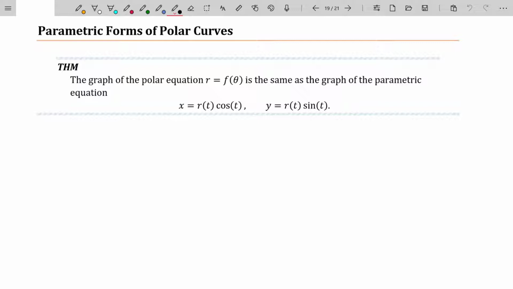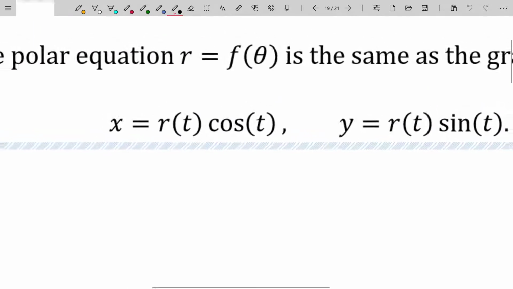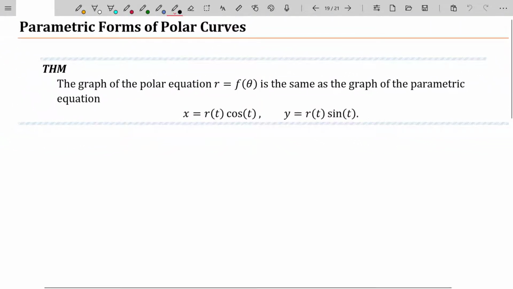In this video, we're going to focus on the parametric forms of polar curves. So at this point, you should have already covered all of trigonometry. You should know what polar curves are, or what a polar function is, right? So polar equation r equals some function of theta. And now we are going to transform that polar equation into a parametric curve, or a set of parametric equations.